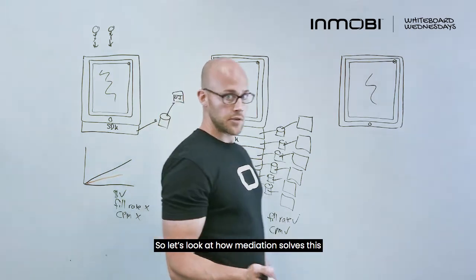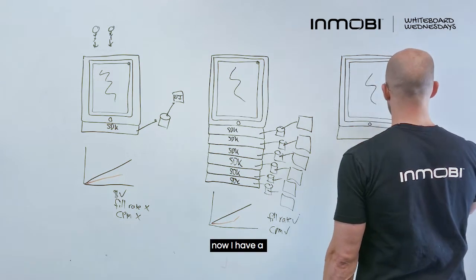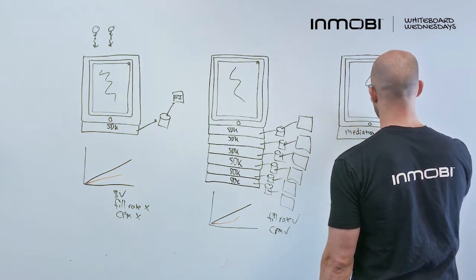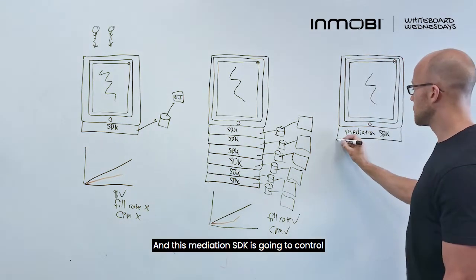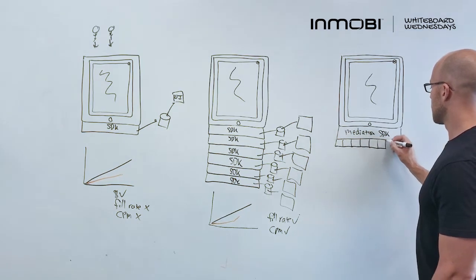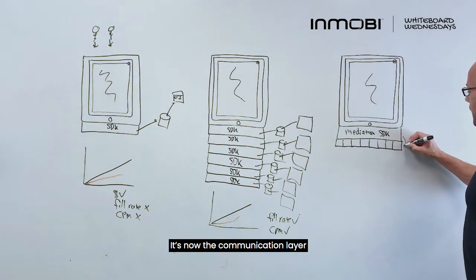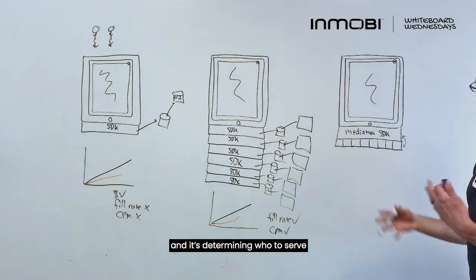So let's look at how mediation solves this. As I'm working with a mediation layer, now I have a mediation SDK. And this mediation SDK is going to control all the different ad networks that I want to work with. It's now the communication layer with those SDKs. So they're talking to each other, and it's determining who to serve.